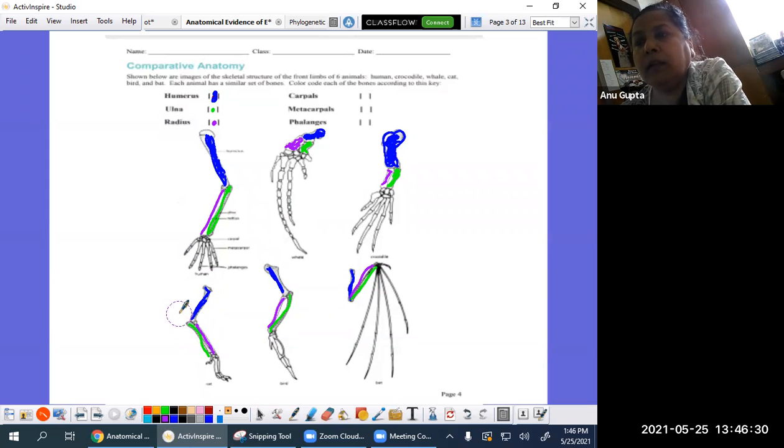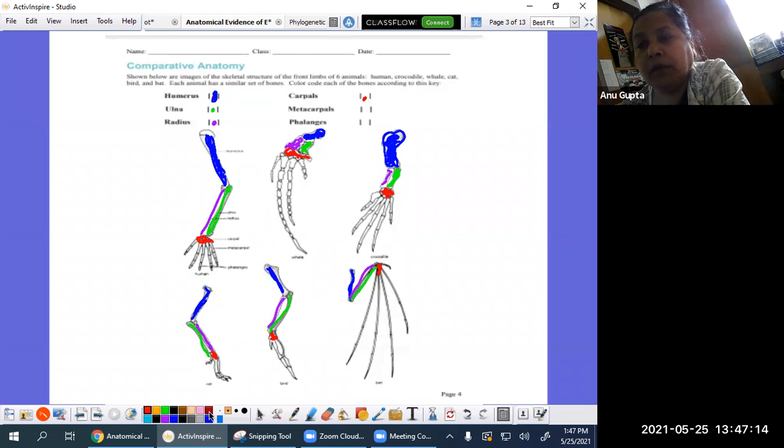Okay. Then are the carpals. These little ones are the carpals. That is basically your wrist. So I will choose the red color. These are your carpals here. Right? These are your carpals here. These are your carpals here. These little ones. These are your carpals here. Carpals here. Carpals.